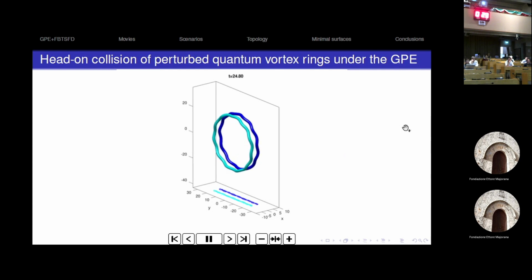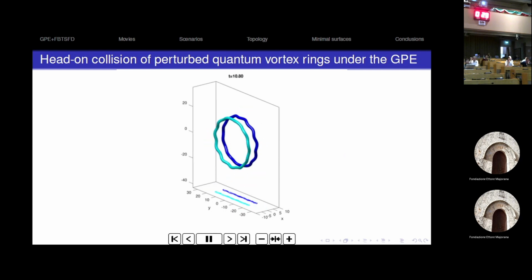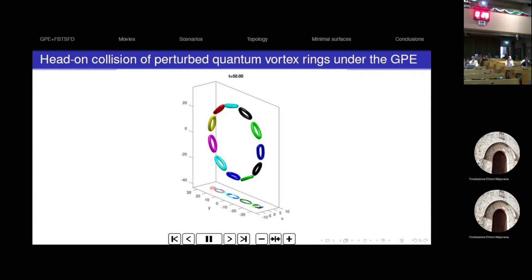And here, the model underneath is the Gross-Pitaevskii equation. And I reproduced the head-on collision of these two perturbed rings. Of course, I have to perturb manually. The initial condition must be perturbed. Otherwise, if you have just normal rings, they will enlarge, they will slow down, and then they will fade away.